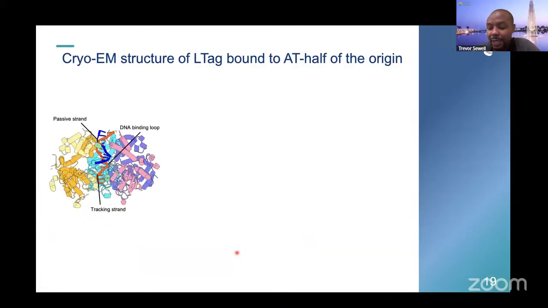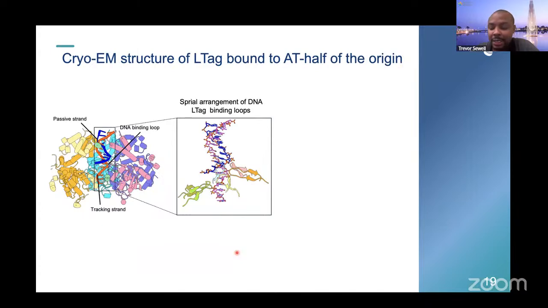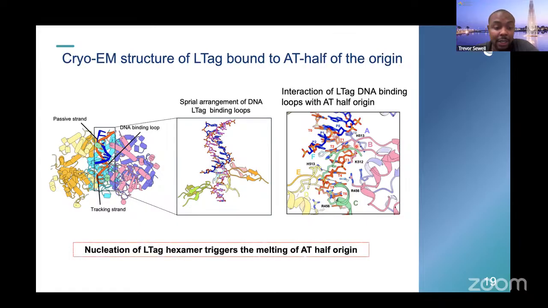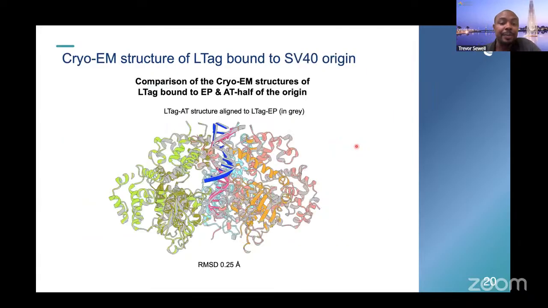Again, we tried to look at the interaction. We see the same staircase arrangement of the DNA binding loops in the helicase channel. And again, the same set of interactions with histidine 513 in the channel that destabilizes the hydrogen bonding, the Watson-Crick base pairing of the double-stranded DNA. So we reached the same conclusion from this reconstruction: on the second half of the origin, nucleation of the LTAG hexamer is sufficient to trigger melting from both ends.